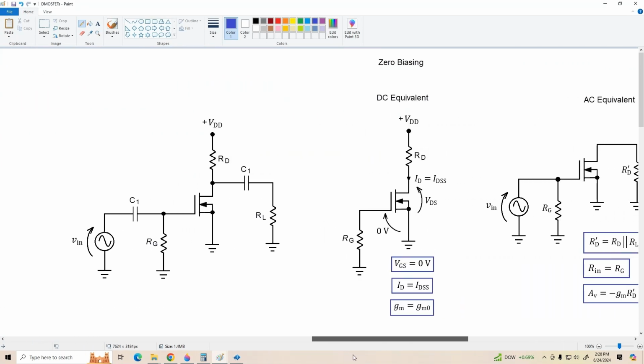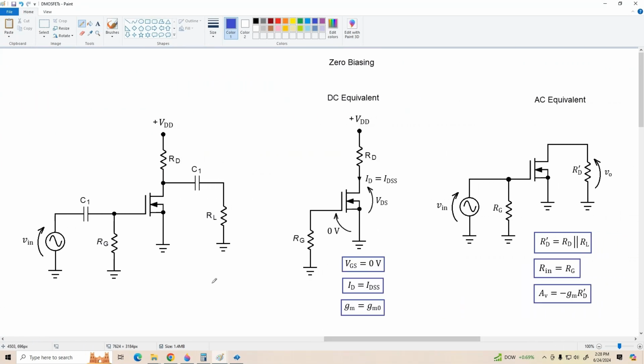All right, here's an example of a zero biased common source amplifier. It's about as simple as we can get. The DC equivalent, remember, we obtain by opening all coupling and bypass caps. So VGS equals 0 volts, ID equals IDSS, and the transconductance equals GMO. Over here at the AC equivalent, we've combined RD and RL into an equivalent R prime D. And again, everything is pretty straightforward because there's no source feedback. The voltage gain is negative GM times R prime D, and of course GM equals GMO.